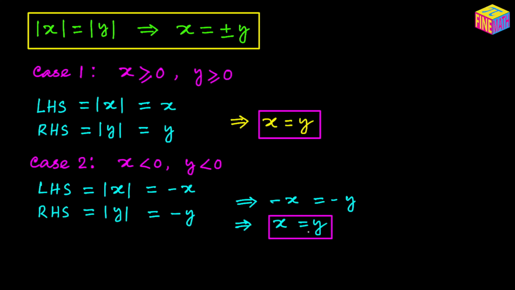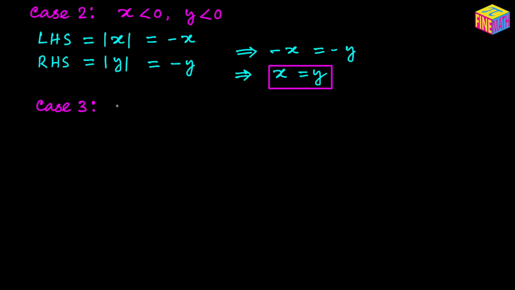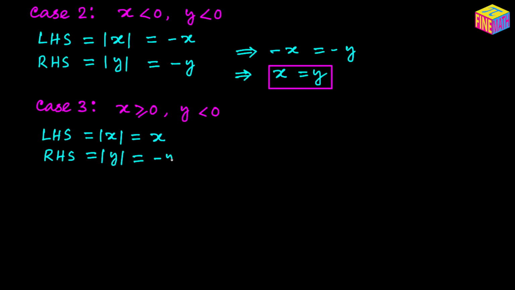the third case. Here let's take x as non-negative and y as negative. So then what do we have on the left hand side? Well, left hand side has modulus of x, and because x is non-negative it will come out as x. And how about the right hand side? Right hand side has modulus of y, and because y is negative it will come out as negative y. So from here we can say, well, in this case x will be equal to negative y. So that is another observation.